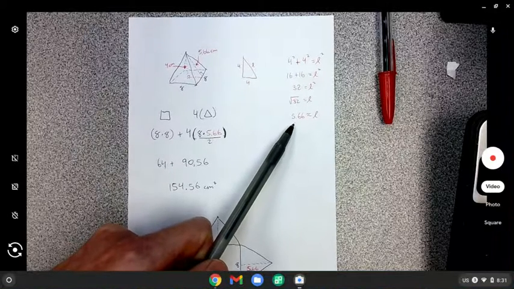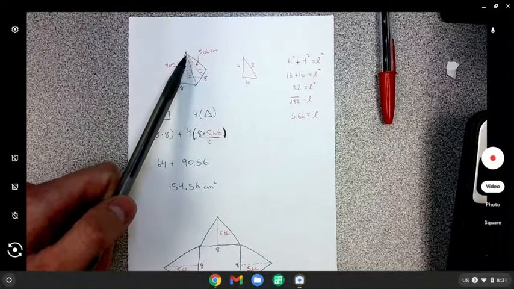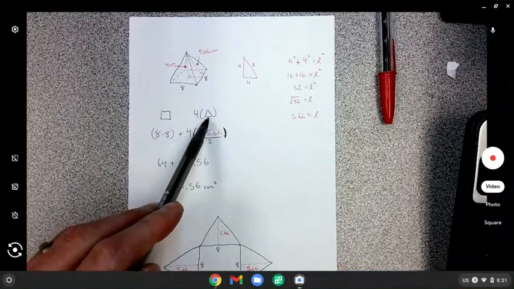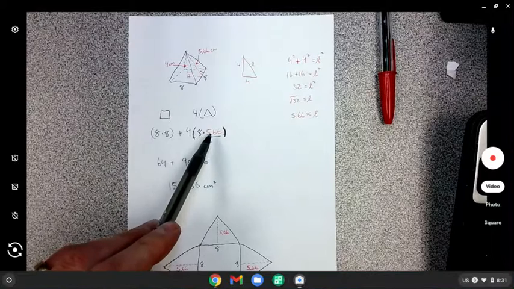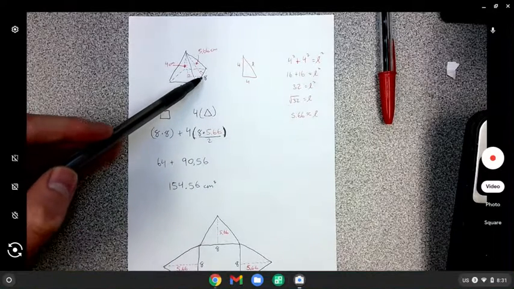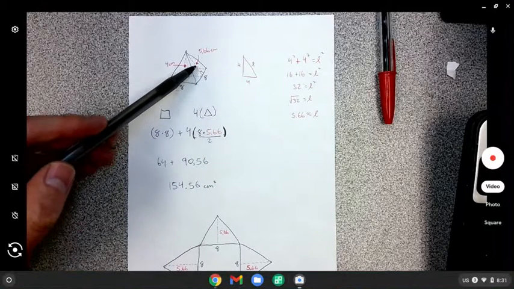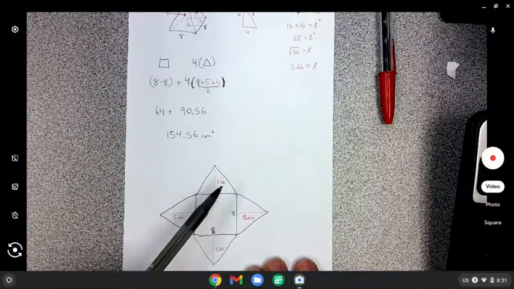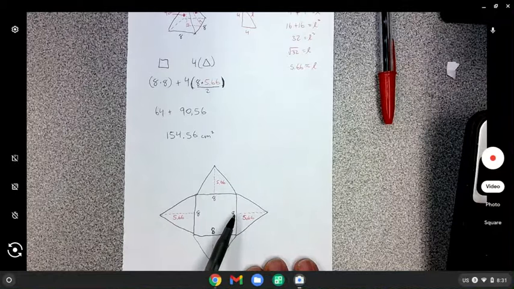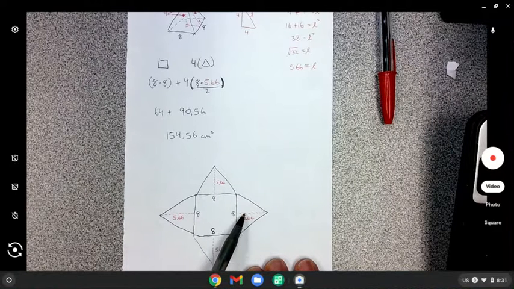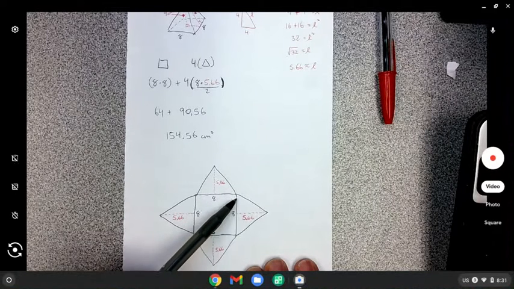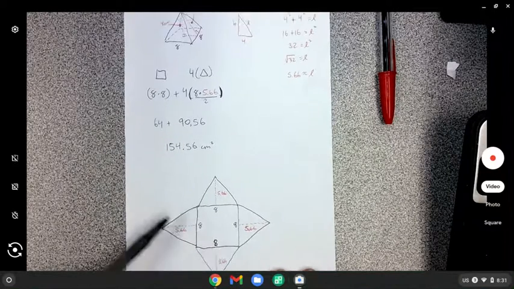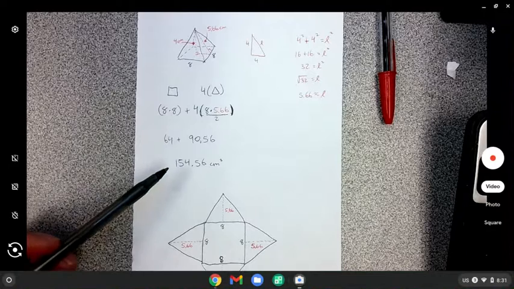So once I know that lateral length, once I know how long this is, 5.66 centimeters, then I can fill that in and say there are 4 triangles, base times height of the triangle. The base of the triangle is 8. The height of the triangle is 5.66. You can kind of see that down on my net down here, that the height of the triangle is 5.66. So base times height divided by 2 is the area of that triangle. And there are 4 triangles.